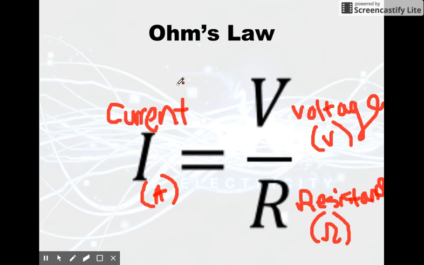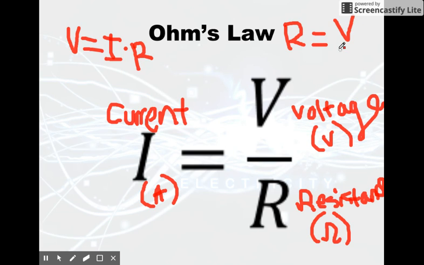Now we can rearrange this equation to solve for different variables. If we wanted to get V by itself, we would multiply by R. So voltage is current times resistance. And if we wanted to get R by itself, we would divide by I. So resistance would equal voltage over current. So we can use this equation to find any of the three variables.